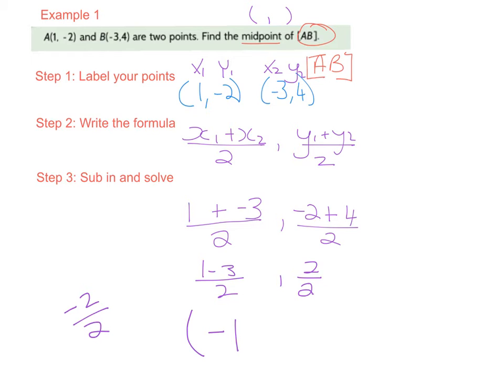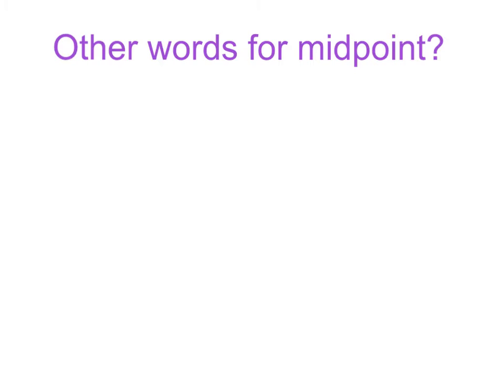And then here I have 2 over 2, which I can break down to 1. And so the midpoint of these 2 points, the halfway point, is the coordinate -1, 1. Okay, so sometimes they might not ask us for the midpoint of certain points. They might say find AB. And as I said before, those open square brackets are another word for midpoint.